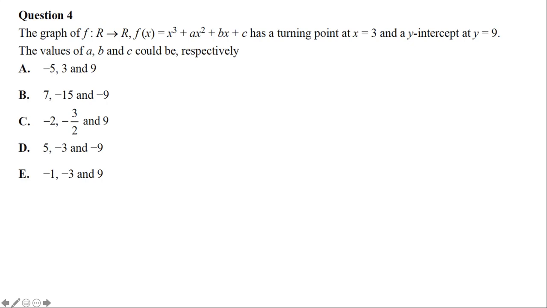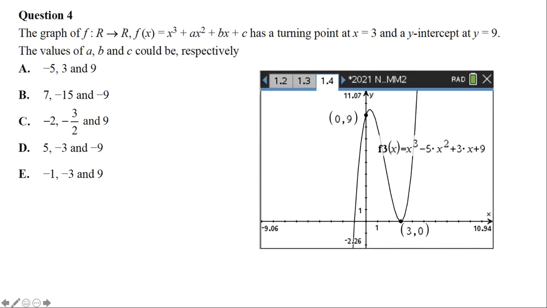graph on the CAS calculator. If I used option A with a equals -5, b equals 3, and c equals 9, here is what I've got on my CAS calculator. We notice there is a y-intercept at (0, 9) and a turning point or repeated root at x equals 3, y equals 0. That satisfies my condition for the prescribed cubic function. So option A will be the correct response.